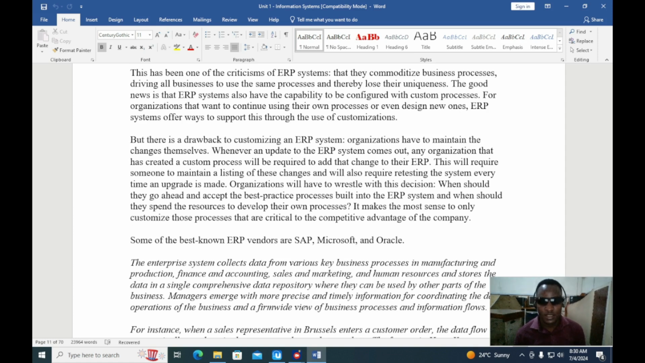So we have organizations that are really wrestling with this decision. When should they go ahead and accept the best practice processes that are coming pre-built in the ERP systems, and when should they spend the resources to make sure that they are developing their own processes? So when you look at it, it makes a lot of sense to only customize those processes that are critical to the competitive advantage of the company. Do not customize everything. Customize the processes that are critical.